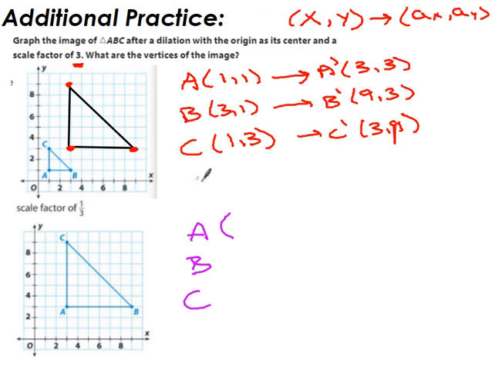So, the original A was, let's see here, we're at 3, 3. Our original B was at 9, 3. It looks like, oh, it's the same triangle. How did we do that? We messed that one up. And then our original C is at 3, 9.